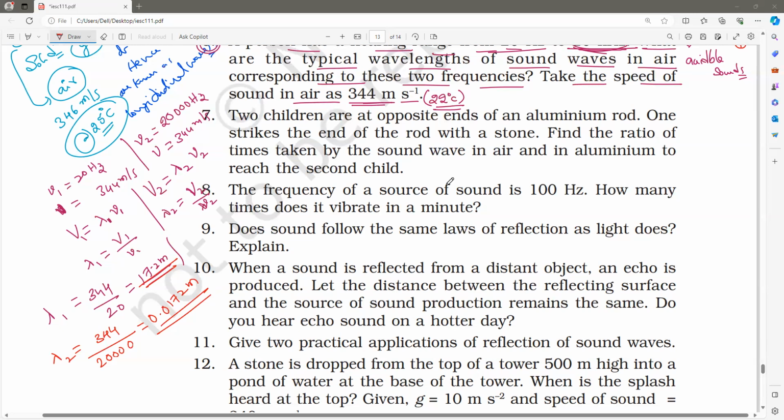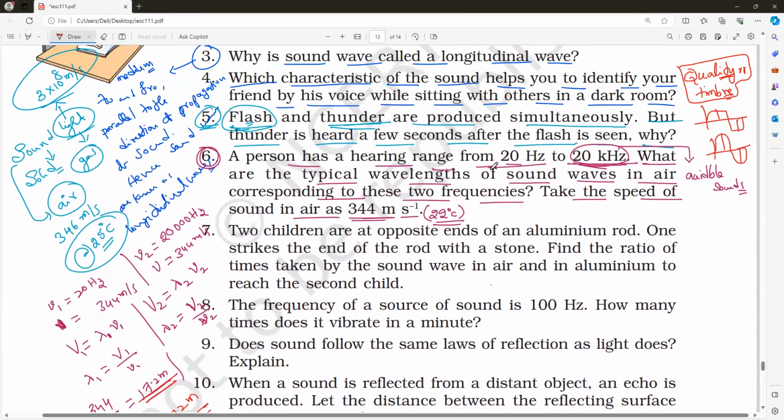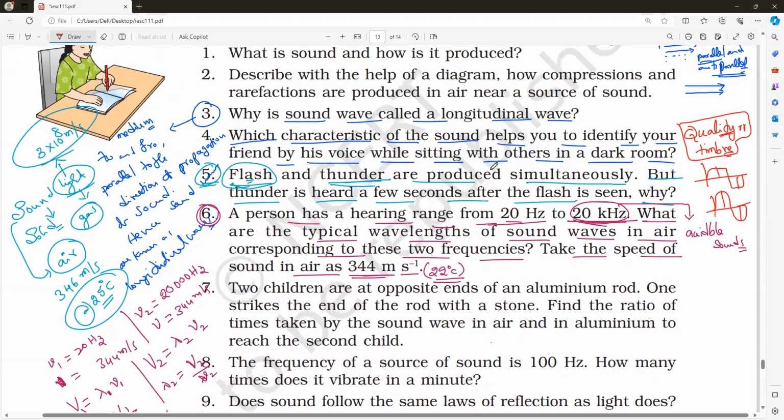Sir, can we say the speed is equal to distance by time also? If they didn't give the value of distance, speed is equal to lambda. See, one thing, Mari, if it is a sound chapter, you cannot use distance by time. You have to use wavelength. In the previous questions we used it in case of echo. In case of echo, the going and coming distance is 2s.